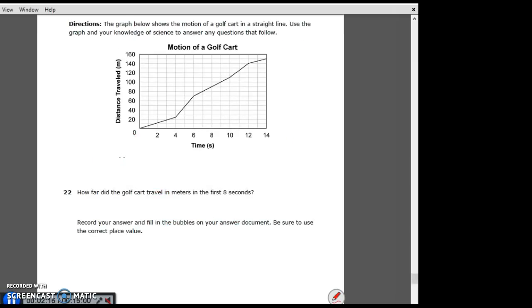Okay, this is number 22. The graph below shows the motion of a golf cart in a straight line. Use the graph and your knowledge of science to answer the questions that follow. So again, the first thing we need to do is look at what type of graph this is. This is a distance versus time graph.